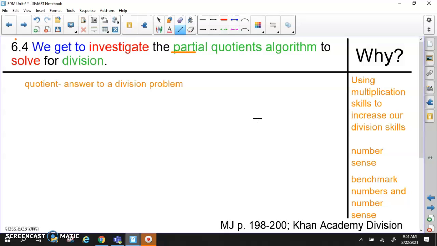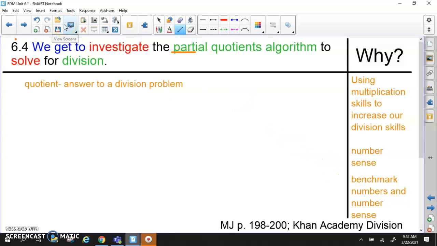So what we're going to be doing is we're going to take these division problems and divide them into numbers that we're more comfortable with, like benchmark numbers, like pull the number apart, like we have in the past. With partial products multiplication, we pulled them apart by place value. This time we're not going to be so concerned about place value. We're going to be more concerned about benchmark numbers that we know.